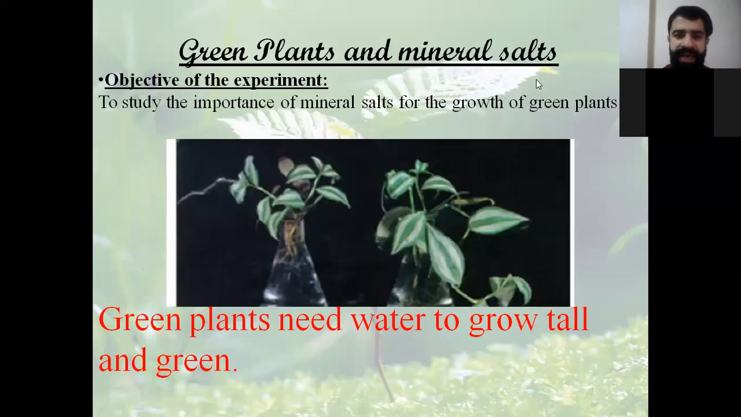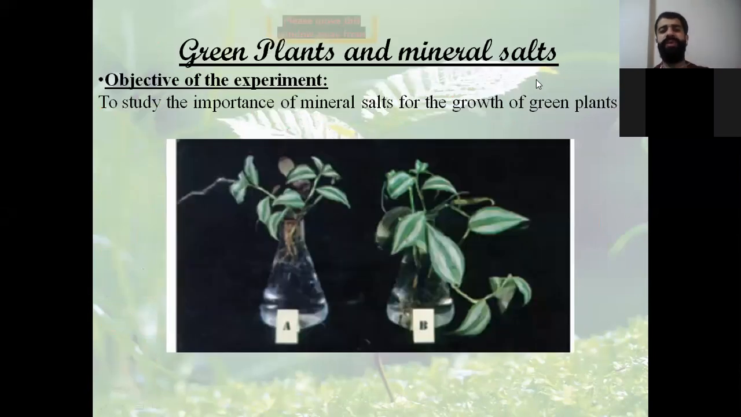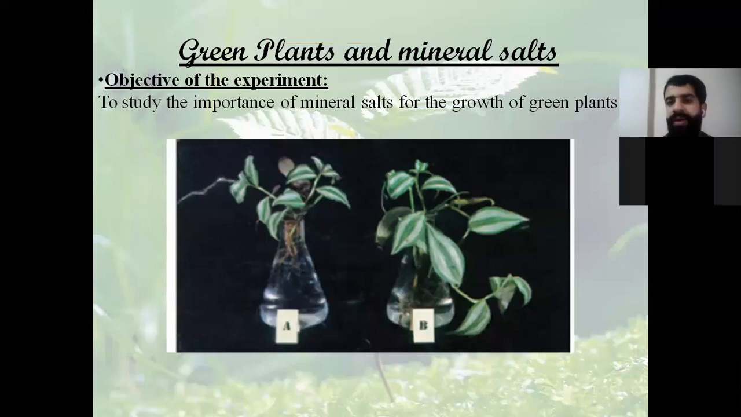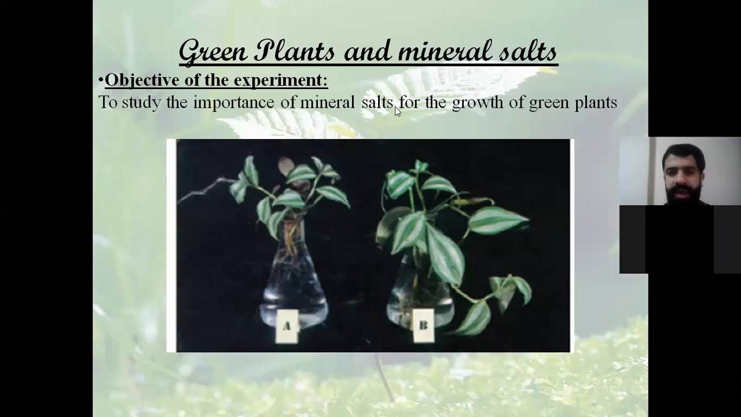Moving to the second experiment. In this experiment, the objective is to study the importance of mineral salts for the growth of green plants. So if I ask you, what is the posed problem? What is the posed problem in this question? If I said the aim, yes, Fatima, what is the posed problem in this application or in this question?